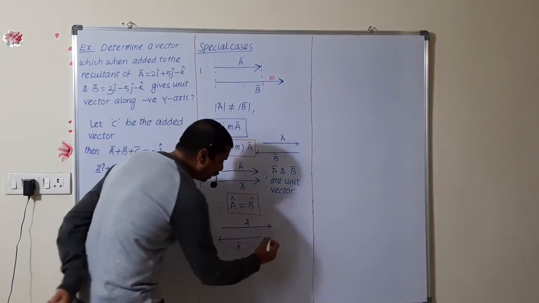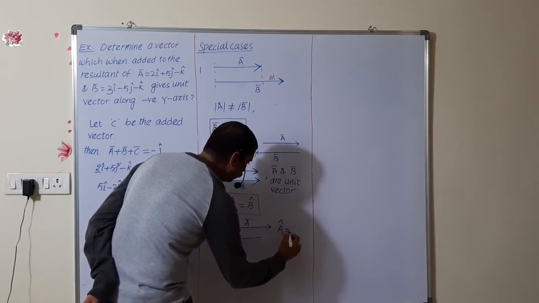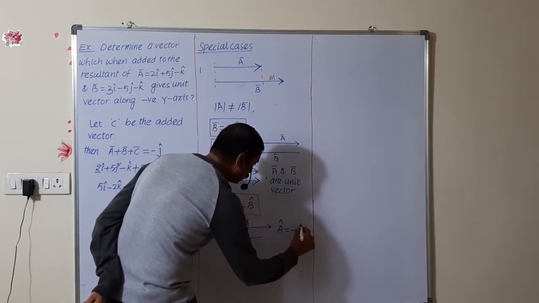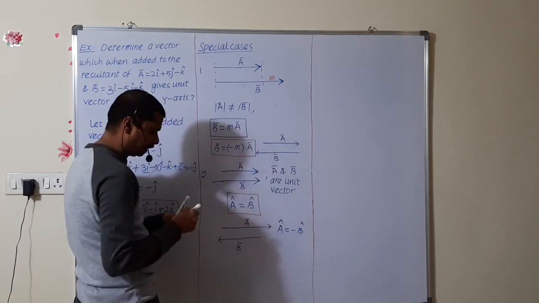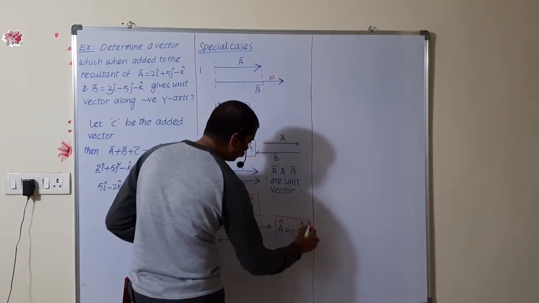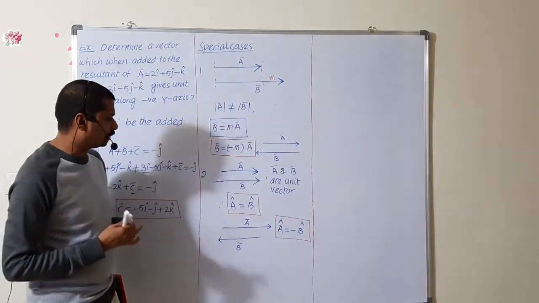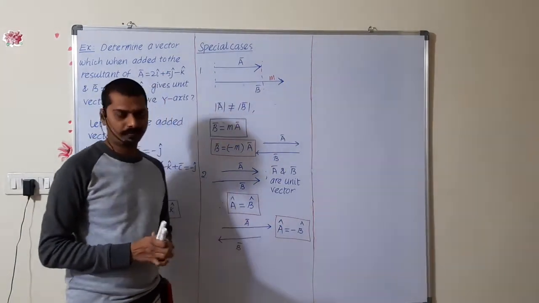Now how can we write this vector? The formula we can write: A unit vector is equal to minus B unit vector, whenever the two vectors are anti-parallel and A vector, B vector are unit vectors. Then we have to write it like that.